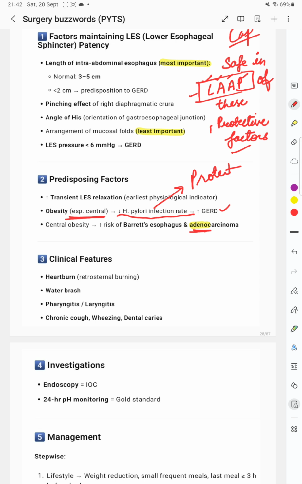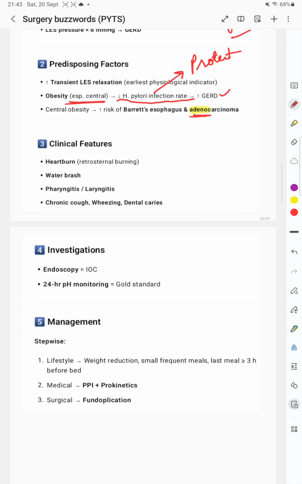So why is this happening? Because the constant reflux can damage the esophagus lining. So over time it changes into Barrett's esophagus, which is the precancerous condition, and that increases the risk of adenocarcinoma, which is the cancer. So this way we can remember this. Now we'll discuss the clinical features. First and most important is heartburn, which is retrosternal burning and water brash, like the patient can say khatta pani aana in patient's language. Pharyngitis, laryngitis, chronic cough, wheezing, and dental caries can all be clinical features.